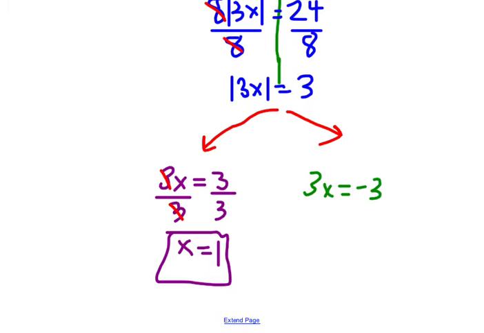For the green equation, I'm going to need to do the same thing. To get rid of this 3, I'm going to need to divide by 3. And when I divide by 3, these will cancel. And negative 3 divided by 3 would be negative 1. So x equals negative 1.